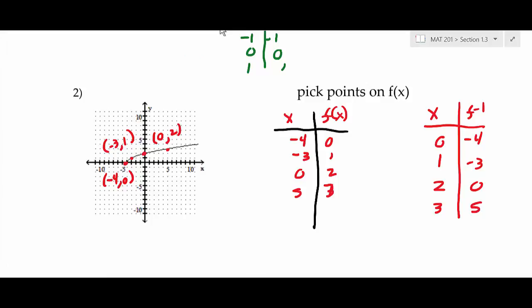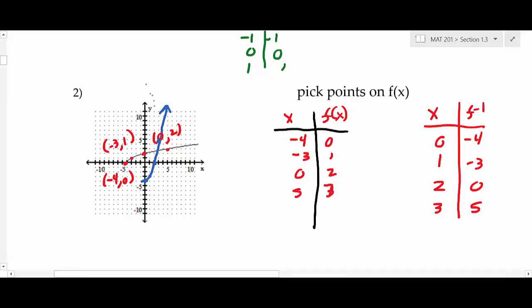And you'll see that it still has the same symmetry. So you can go ahead and plot these points. There's 0, negative 4, there's 1, negative 3, there's 2, 0, there's 3, 5, and then it's going to go up kind of like that, okay? That's your inverse. Now, do you guys see the same symmetry on that?